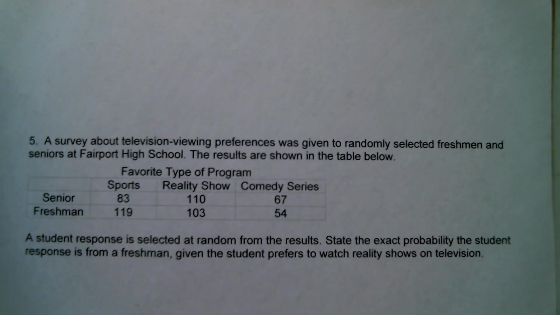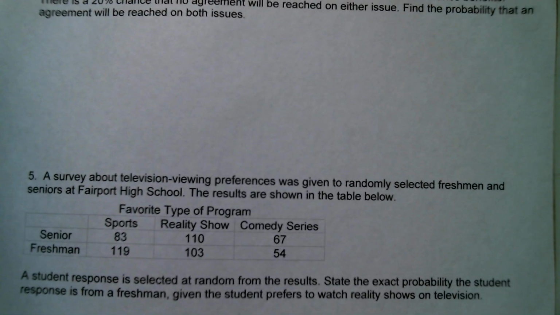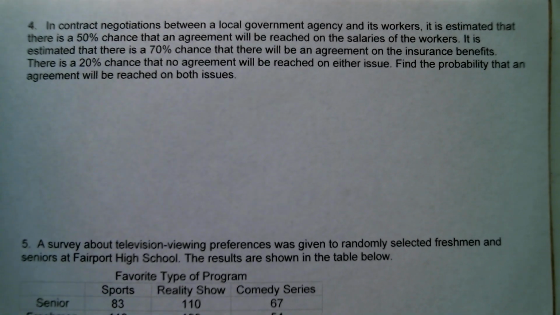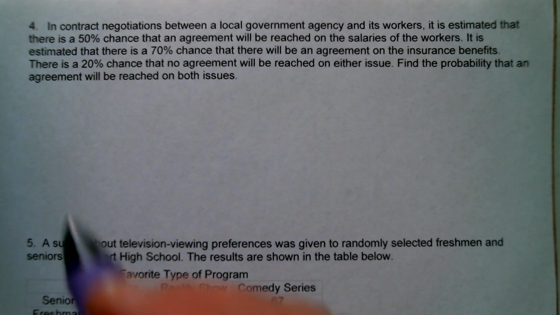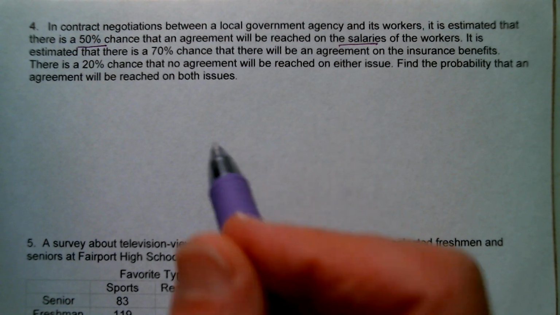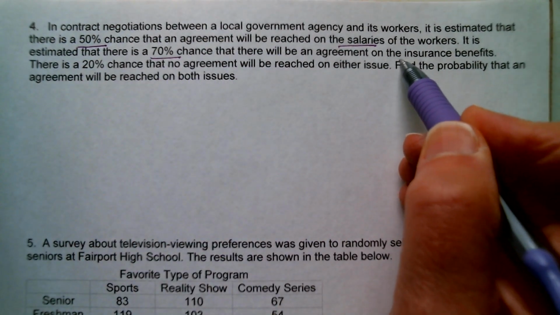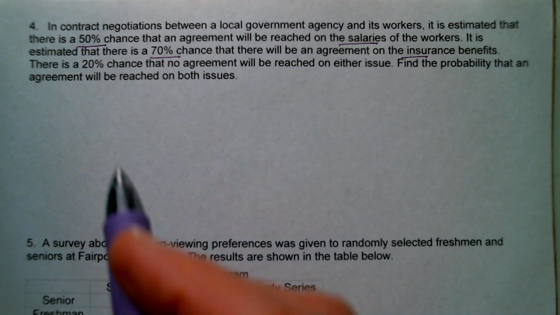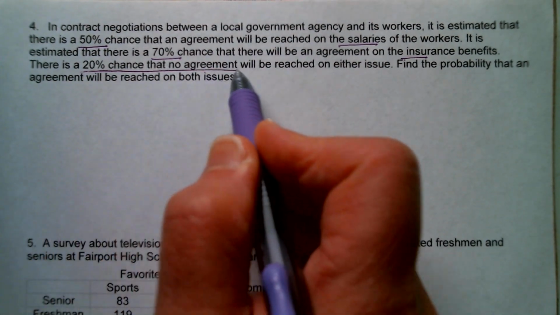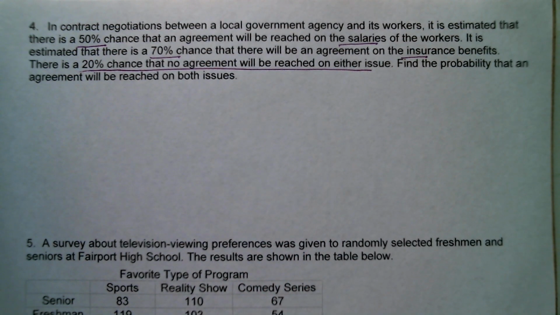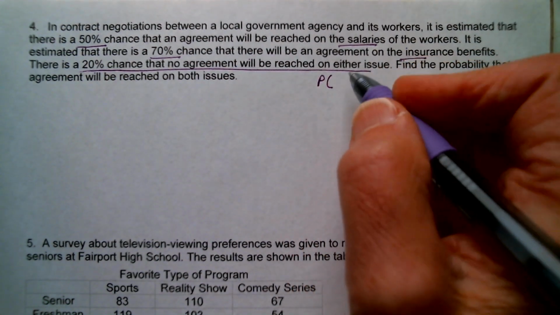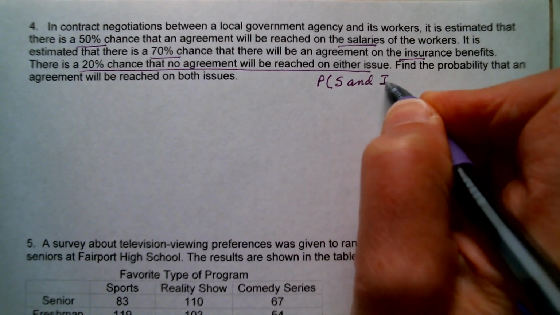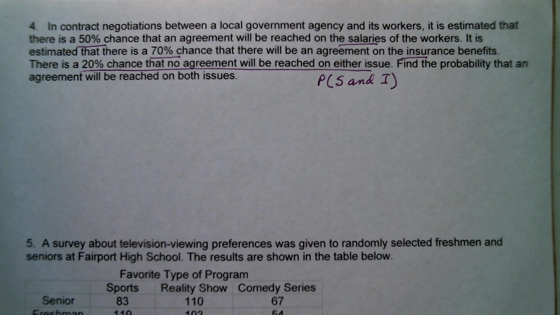Next, we have number four. In contract negotiations between a local government agency and its workers, it is estimated that there is a 50% chance that an agreement will be reached on salaries of the workers and a 70% chance for an agreement on insurance benefits. There's a 20% chance that no agreement will be reached on either issue. Find the probability that an agreement will be reached on both. So we're looking for the probability of an agreement on salaries and insurance. I'm using S for salaries and I for insurance.